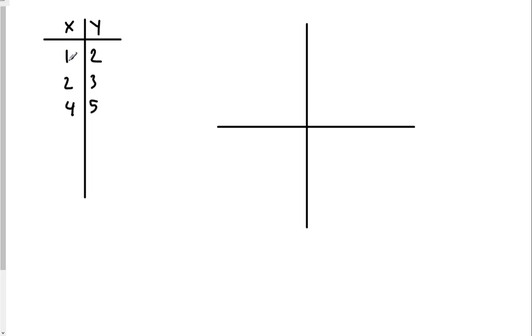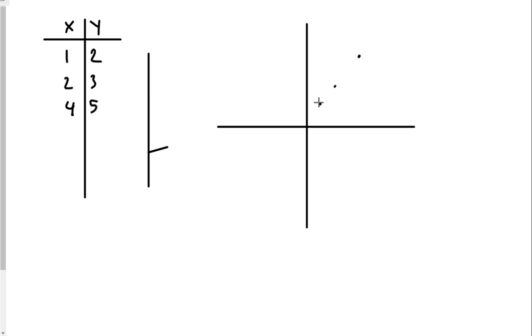If I graph these points, (1, 2) would be somewhere around here, yeah? And (2, 3), let's see, 1, 2, 3, probably about there. (4, 5), 1, 2, 3, 4, 5, is somewhere around there. What you can do is make a vertical line.